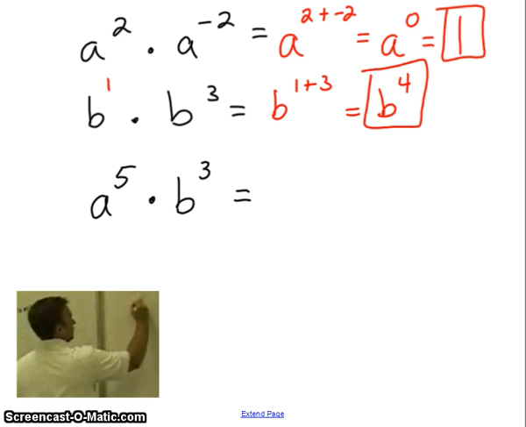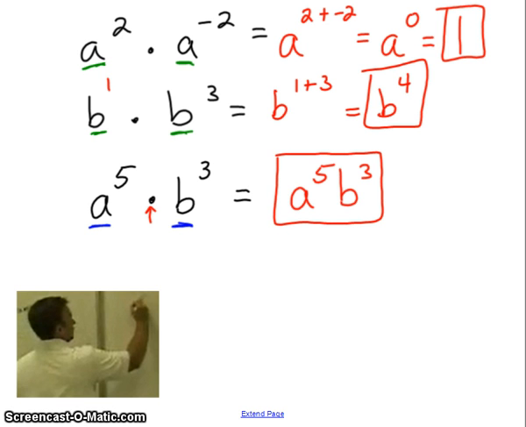Now we have a to the fifth times b to the third. What's a to the fifth times b to the third? Well, now they're not like bases. The rest of them were like bases. So we can't do anything here. We can't add the exponents. So it's just going to be a to the fifth, b to the third. If they're written next to each other, it's given that it's multiplication. Continue on to the practice problems, and please ask me questions if you have any on this video or on the practice.